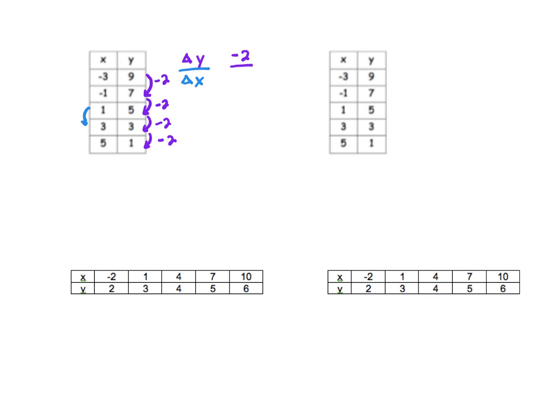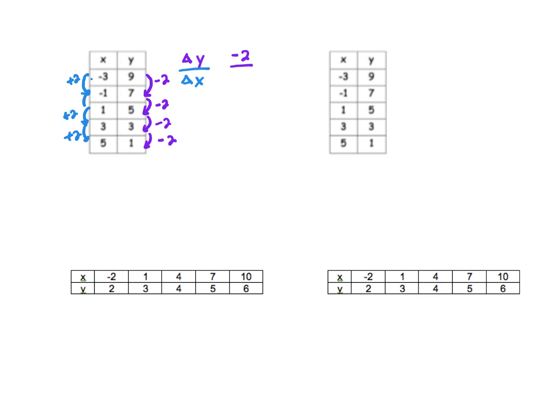For instance, from 1 to 3, it would be moving up 2, and from 3 to 5, we're moving up 2. So if you thought about this on the number line, if I was at -3 and I moved to -1, I'd be again going up 2.